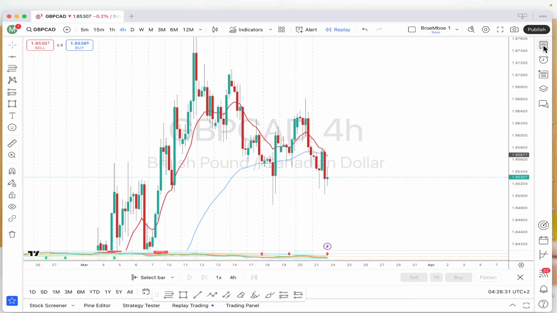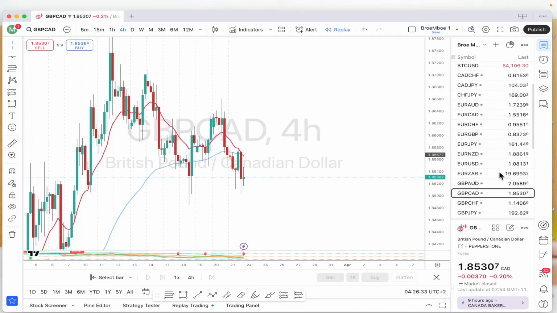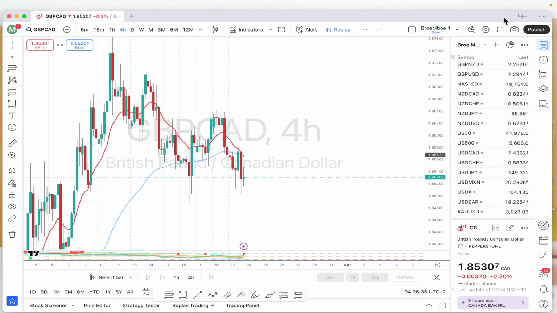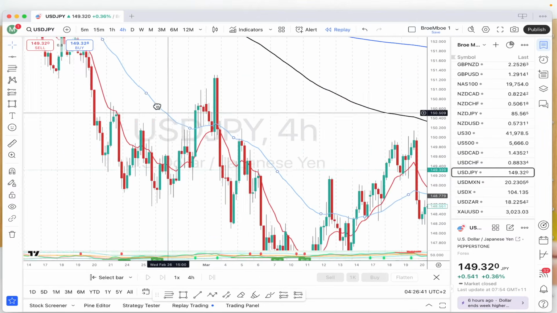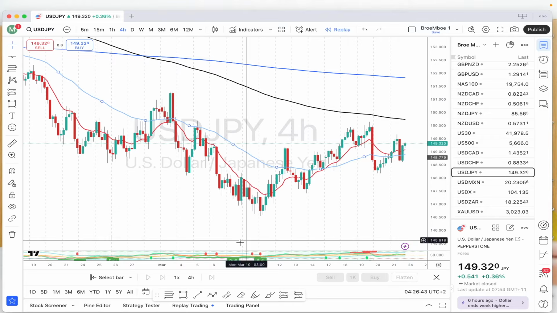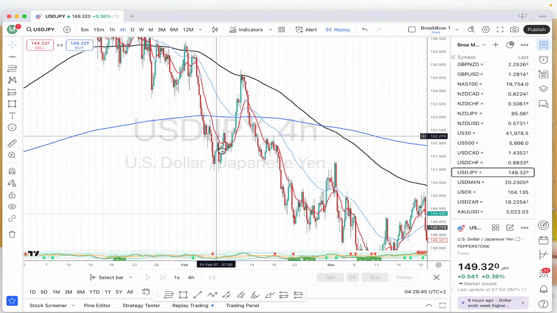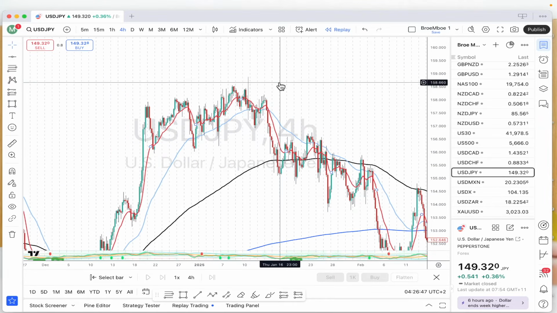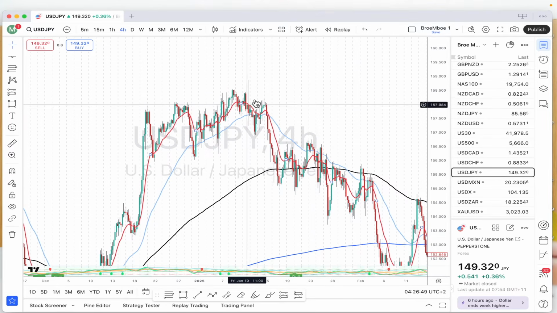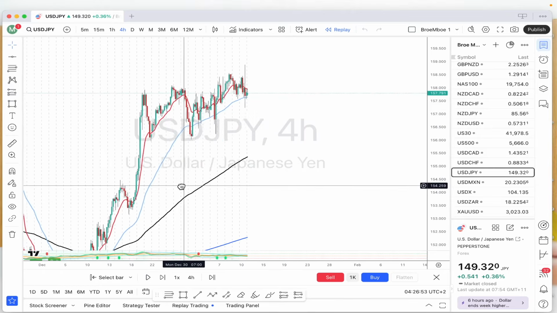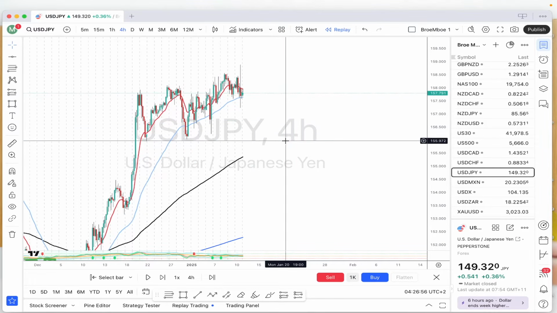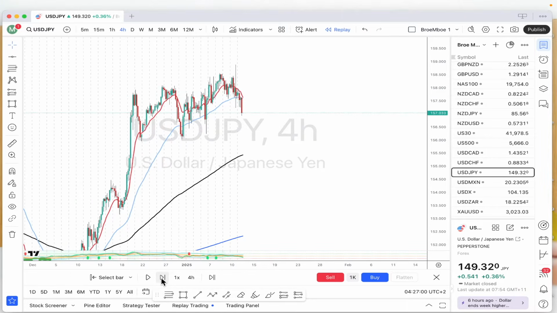All right, now I'll show you another example. Maybe we can pick USDJPY and see what we see from there. I want to show you this on a full cycle. Maybe let's say we start from the full cycle right here. So this is our full cycle, and the market is going down.